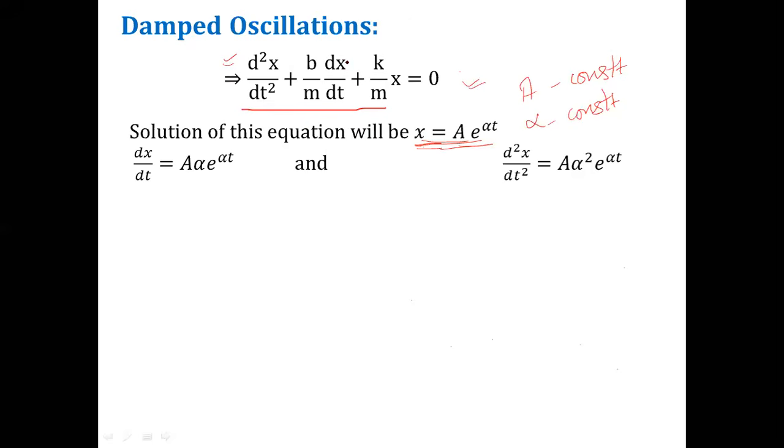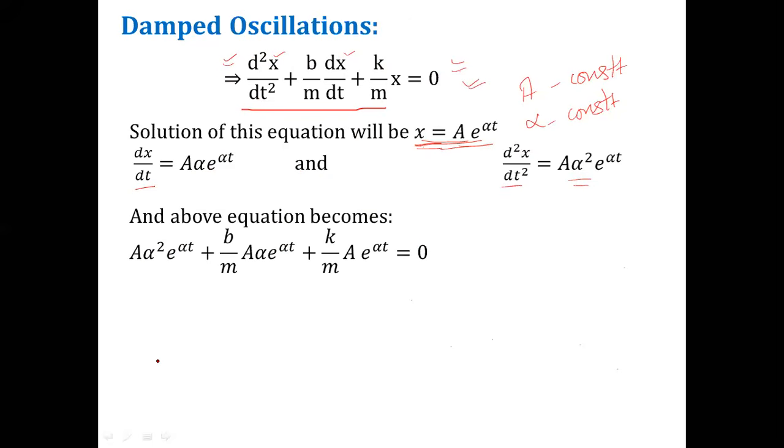For that, I have to take dx by dt and the second order derivative of x with respect to time. If you do that, your dx by dt will be a times alpha e raised to power alpha t, and your d2x over dt2 would be given by this expression here. Now, let's go back to this equation and plug in the values of dx by dt and d2x by dt2. Let's see what we get here. This is your d2x over dt2, b over m times dx by dt is this expression written over here, plus k over m times a e raised to power alpha t is equal to 0.